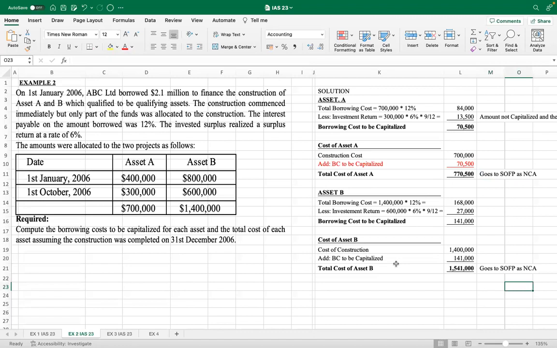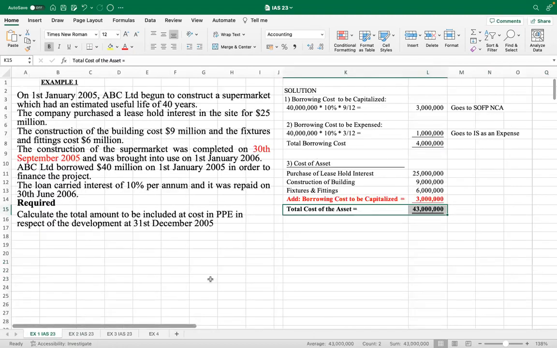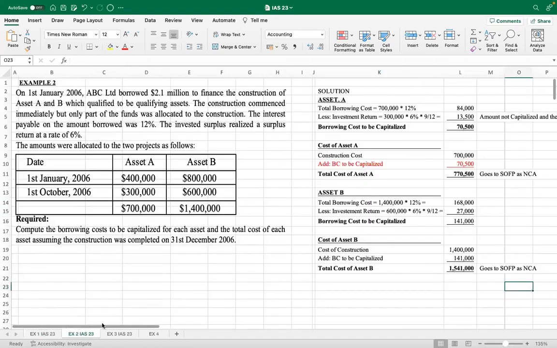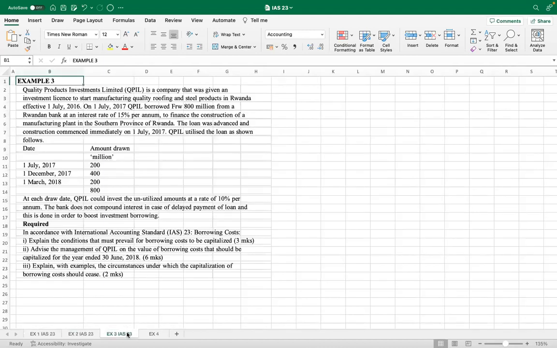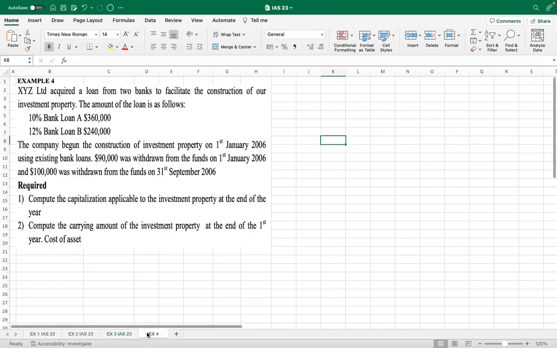Now, in borrowing costs, the examiner can set different types of questions. So I'm looking at different possible scenarios, the different ways the question can be tested. So we have looked at the first way the question can be tested. We have solved that example. We have looked at an alternative way the question can be tested. Let's still look at more questions. I can leave out this as an assignment. Example 4. I can also leave these.